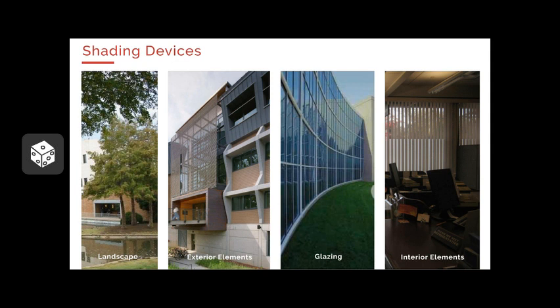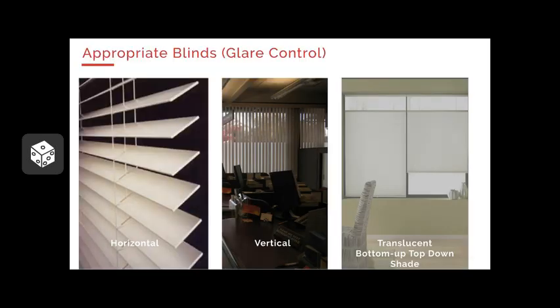And then on the far right, definitely put in shades. Horizontal shades are great for the south and the north orientation. Vertical shades are really good if you have east and west orientation. But my favorite, of course, is in the far right corner, the far right picture, and that's going to be shades that are bottom up and bottom down.